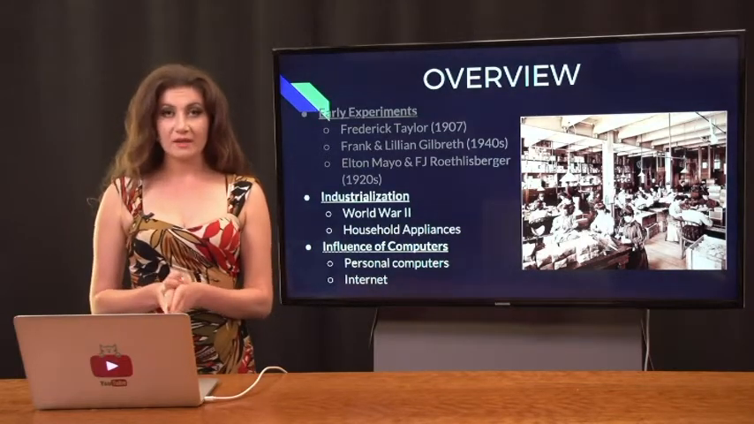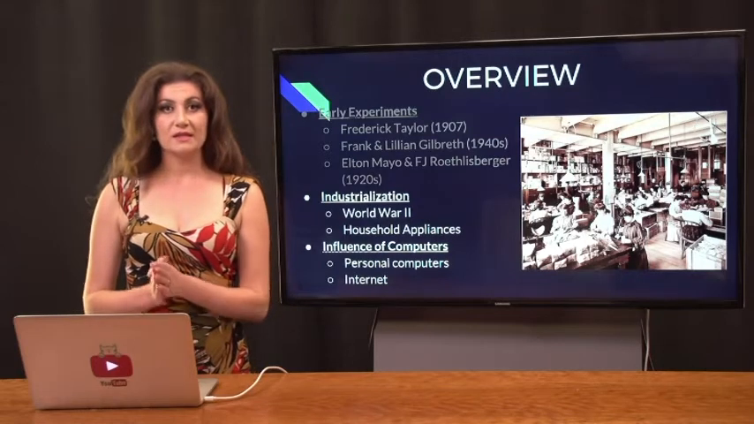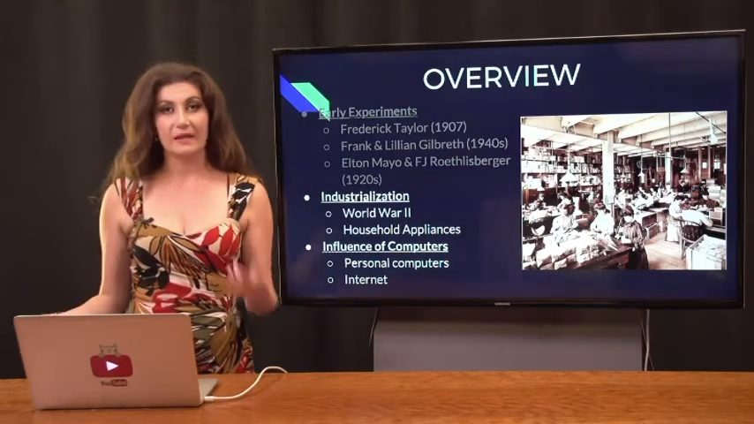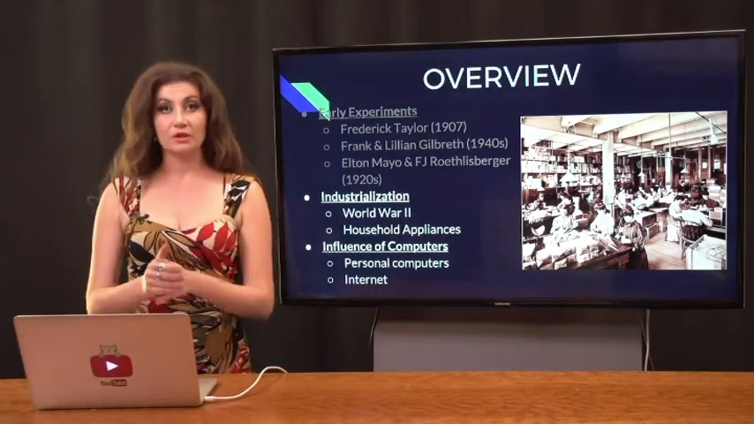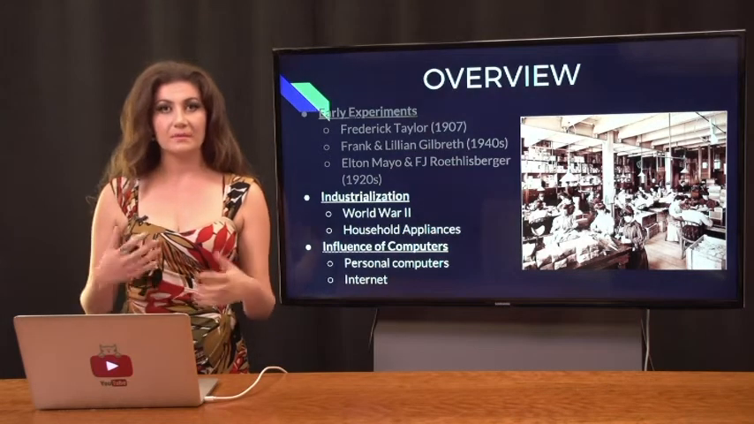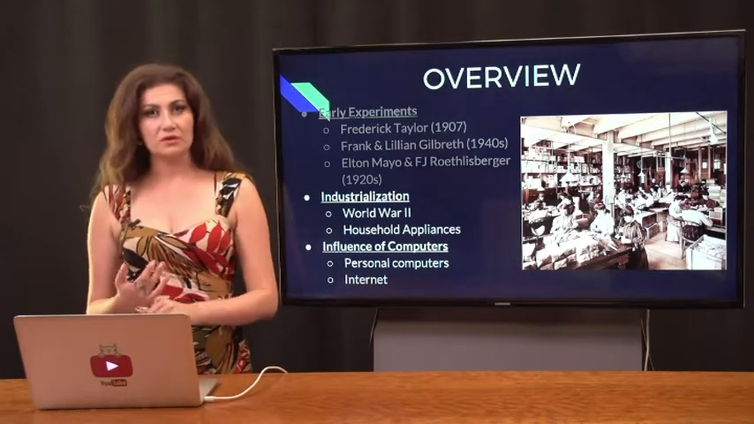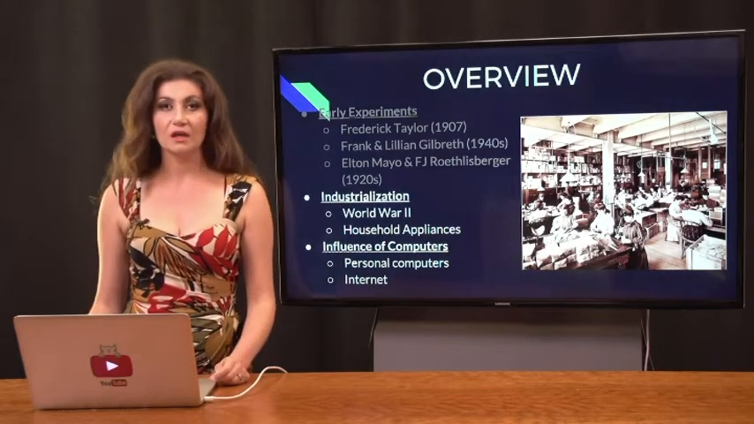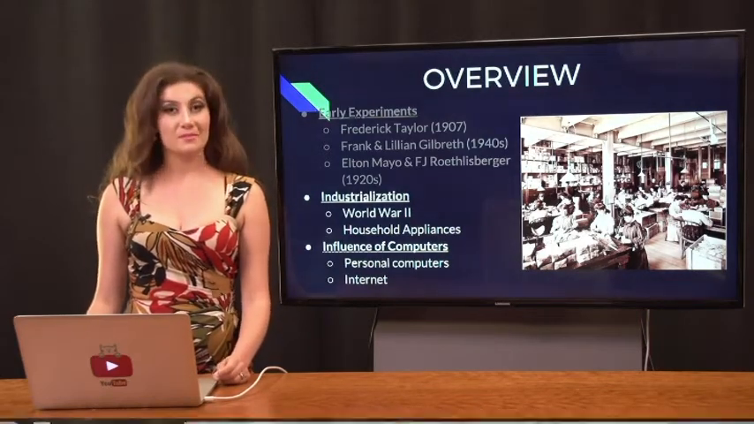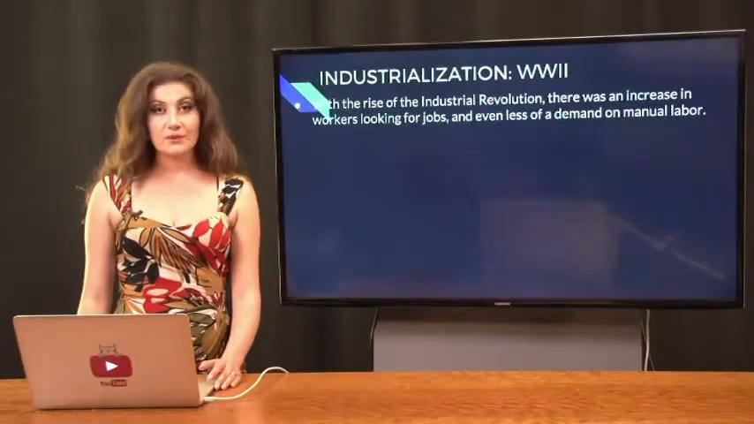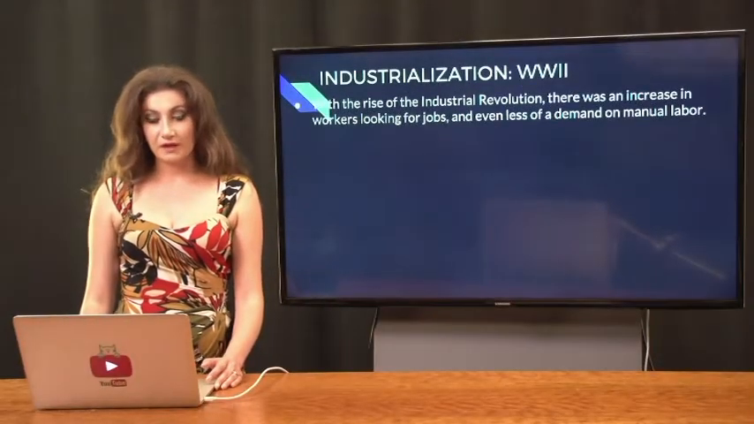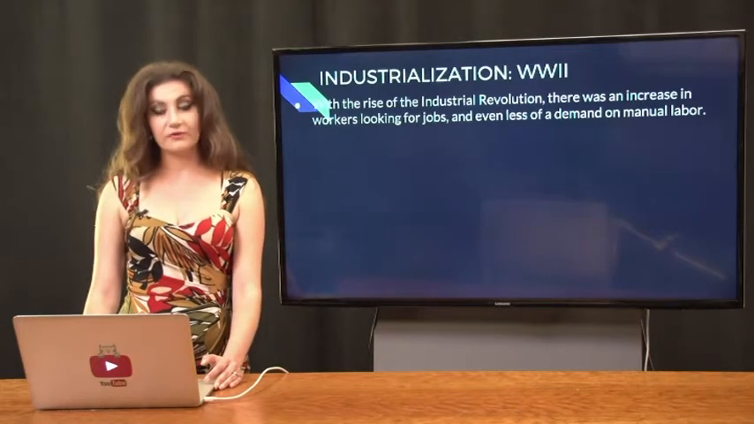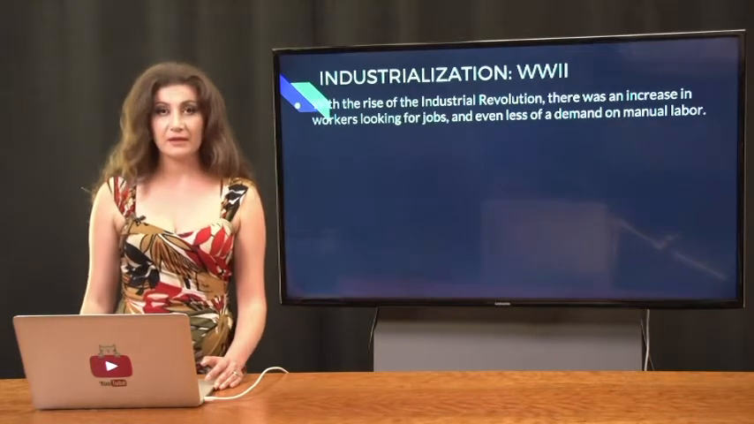The second thing that really affected our use of technology is the development of household appliances, right? We'll learn specifically about the different methods that people were using to do their laundry, to heat their water, things like that, and how with the evolution of technology, those things became much more simple and much more efficient. With the rise of the Industrial Revolution, there was an increase in workers looking for jobs and even less of a demand on manual labor.